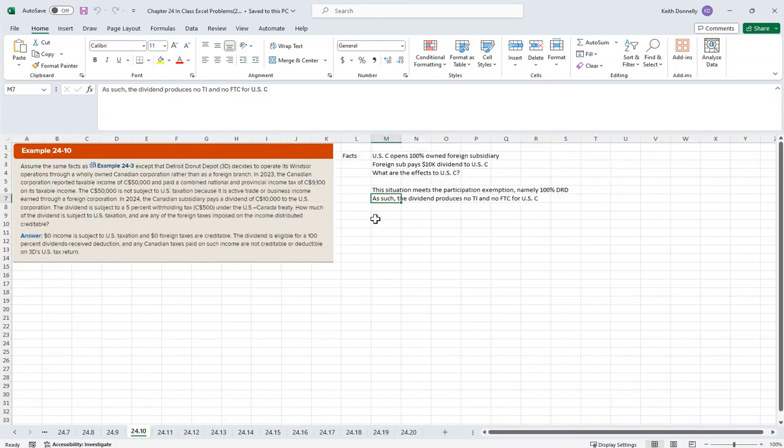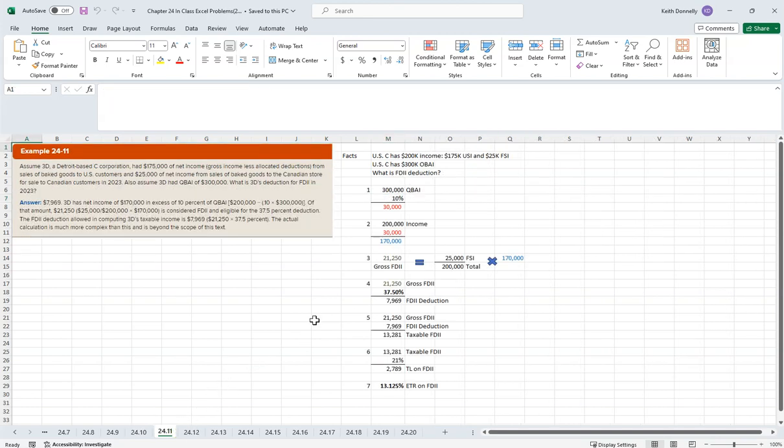This one talks about the participation exemption. You have that foreign corporation, they pay back 10 grand. You'll report it as income, but you'll get a 10 grand deduction to encourage people to bring back money.